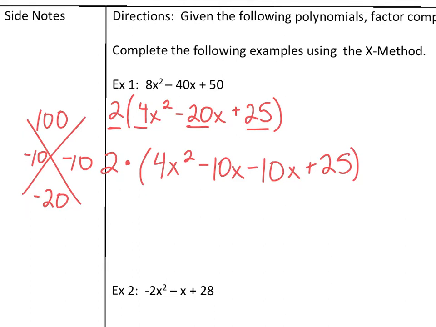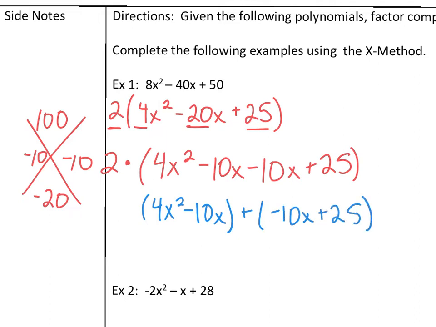So now that I have 4 terms, I need to use grouping. Good. What should I group? 4x squared minus 10x, parentheses, -10x plus 25. Perfect. Don't forget about 2. He's just chilling out front. Okay.